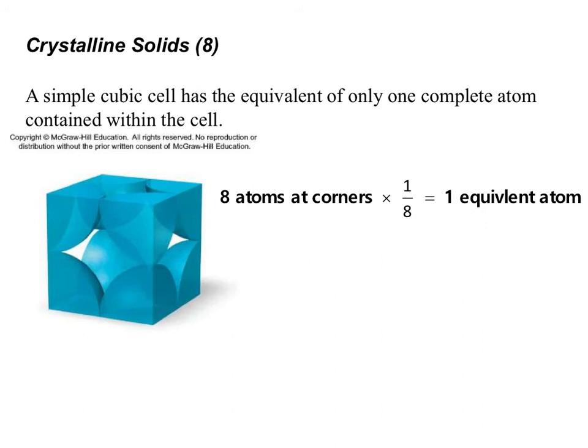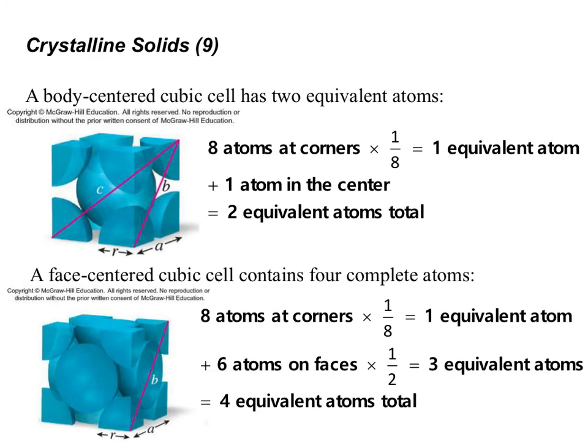A simple cubic cell has the equivalent of only 1 complete atom contained within its cell. There are 8 atoms at the corners, so 1/8 times 8 will give you 1 equivalent atom. Now we have a truly repeating unit. If we start stacking these cubes together, we will start getting a repetitive structure that follows a simple cubic cell as a unit cell. A body-centered cubic cell has 2 equivalent atoms, the 1 full atom in the center and the 8 corner atoms giving you 1 equivalent atom. So we end up with 2 atoms.